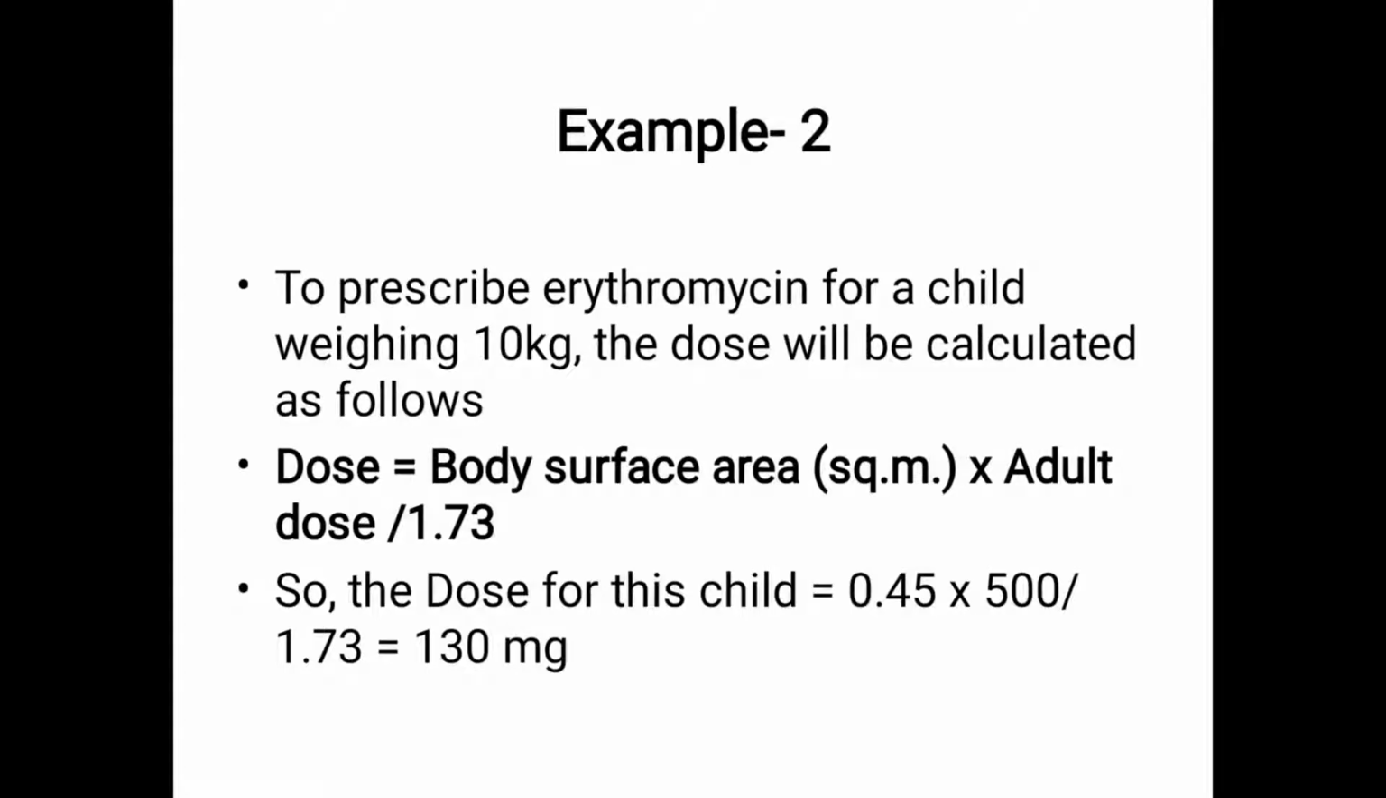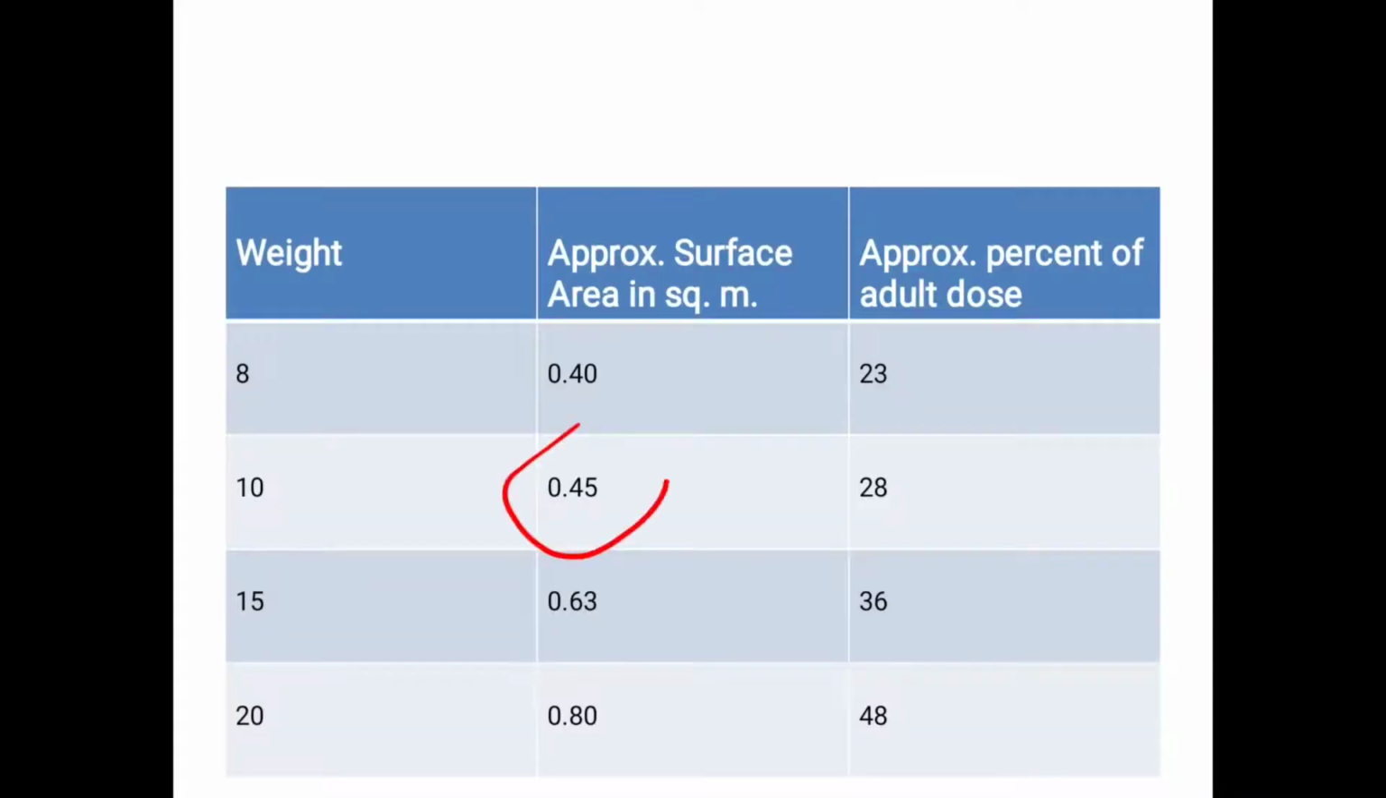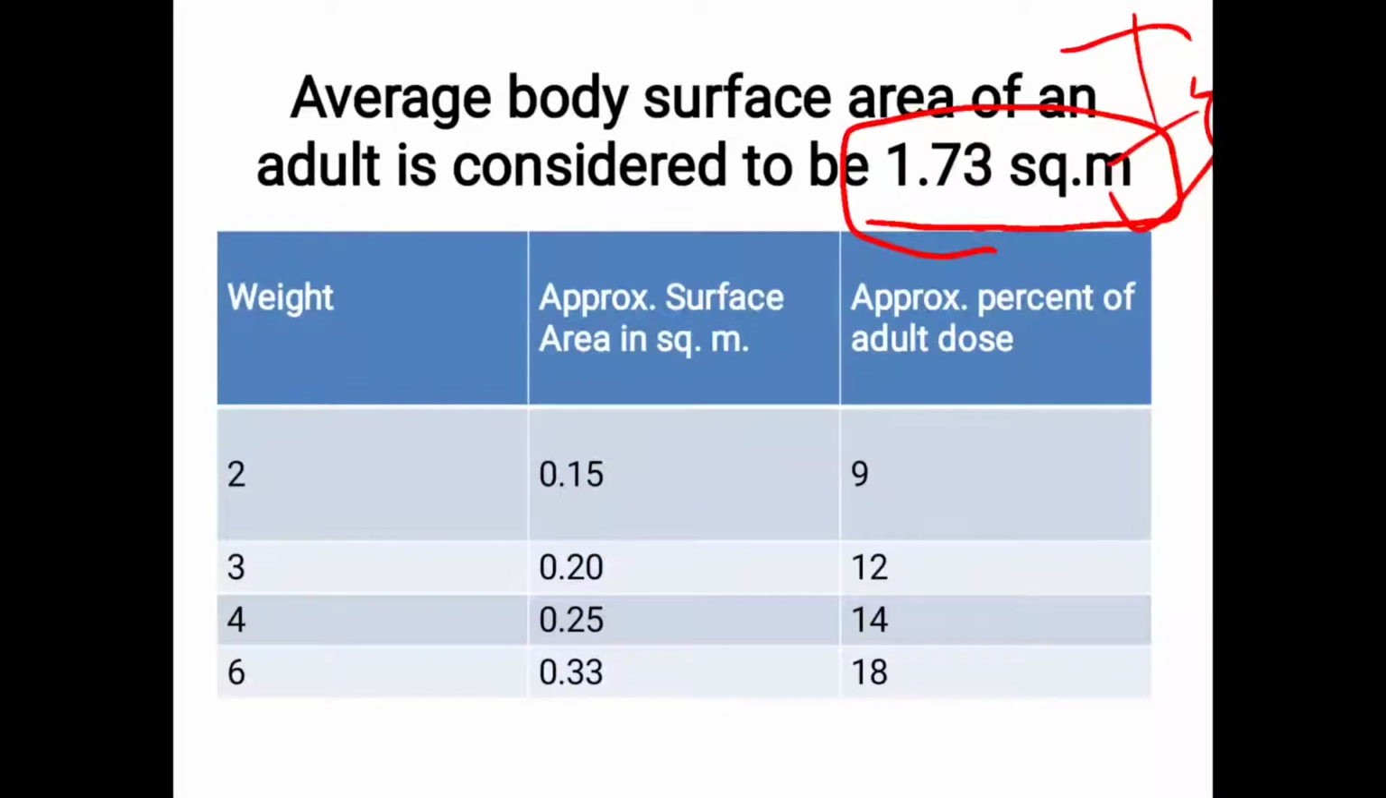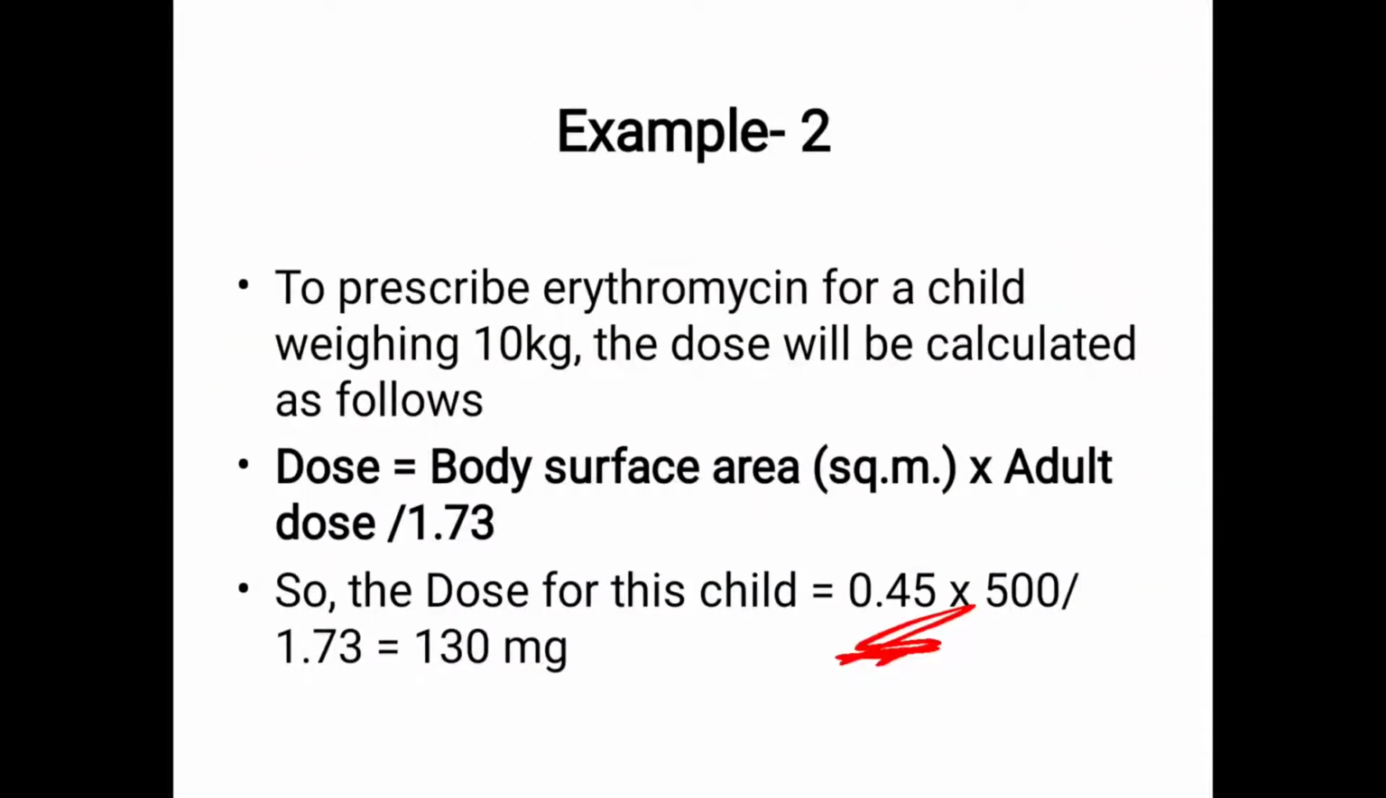So guys, you are thinking about how this 0.45 came here. So I will repeat the one slide before. Here I have told you that 0.45 comes from here, and from that we have found the adult dose, that is 500, and we know that this one is 0.75, which is very important for average. So here we have used it, and our ultimate answer is 130 mg for this question.